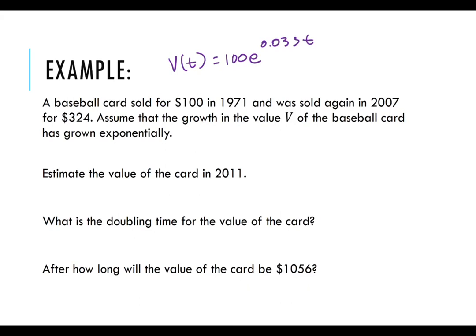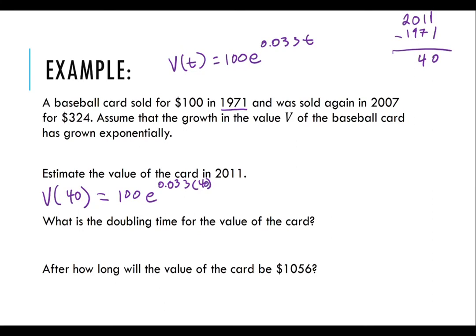So if we want to estimate the value of the card in 2011, well, remember that first off, 1971 was our starter year, which means we want to know how many years passed between 1971 and 2011. That is 2011 minus 1971, which is 40 years. So we're going to evaluate V of 40, or 100 times e raised to the 0.033 times 40, and I'm just going to round to the nearest dollar, and that is approximately $374.